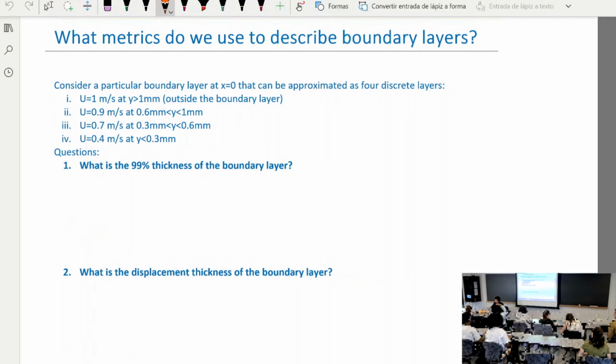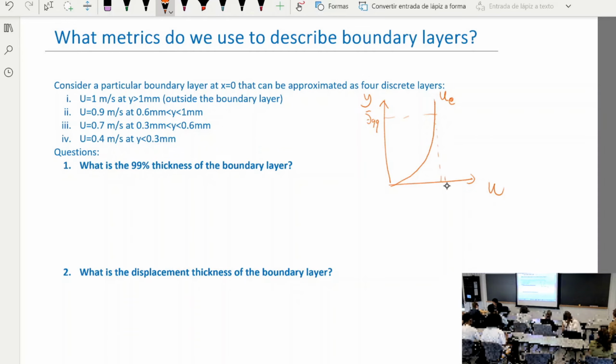This is very simple. The 99% thickness is very simple. If I have a boundary layer, this is the velocity as a function of y. A boundary layer looks like this. When y is very large, I have U naught, sometimes also called Ue, where e means edge, the edge of the boundary layer. And the 99% thickness is whatever y makes it so that, at delta 99, the velocity is 0.99 times Ue.